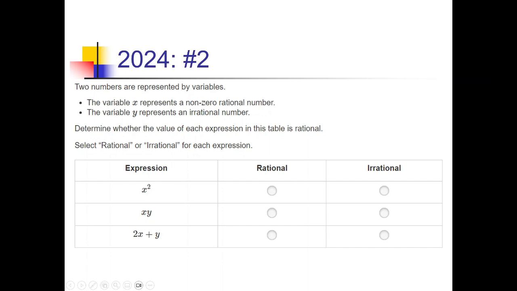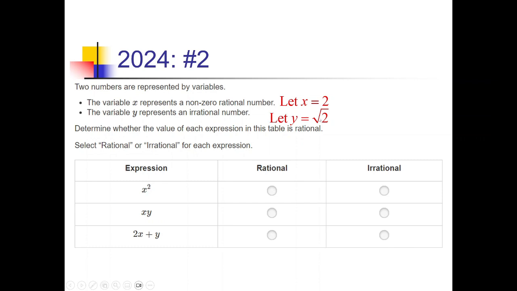For a non-zero rational number, well, rational is anything that can be expressed as a fraction, and this also includes whole numbers, like the number 2. So I'm going to let x equal 2, and that'll be my stand-in for all rational numbers for this problem. And then for y, an irrational number, if you take the square root of a number that is not already a perfect square, such as 2, the square root of that is going to be irrational. So I'm going to let y equal the square root of 2.